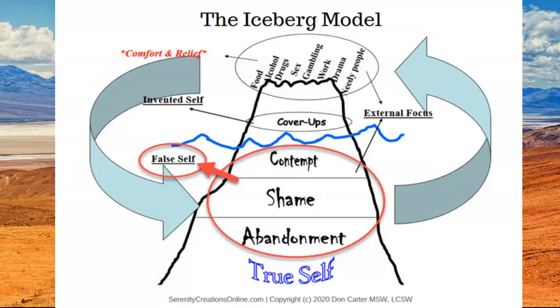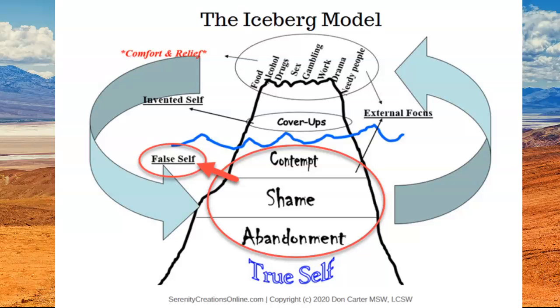My iceberg model provides that high-level view of the wounding process. Abandonment, shame, and contempt in a child's inner world forms a free-floating mass of pain that they come to know as their self. Here, it's depicted as a false self, because that's what it is. False, not true. It's not what God created. This is what life created. In my opinion, this is what's at the core of many of life's struggles.